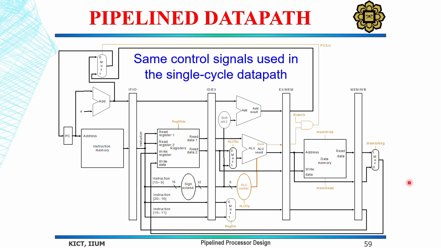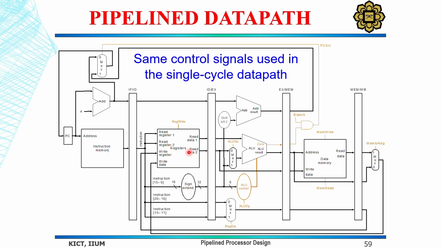Okay, so results are written to the register file at the destination register, which was selected by the destination register signal, either RT or RD, and the register write signal enables the write process here in this register file. Hopefully now you understand what the difference is between the single cycle and the pipeline.